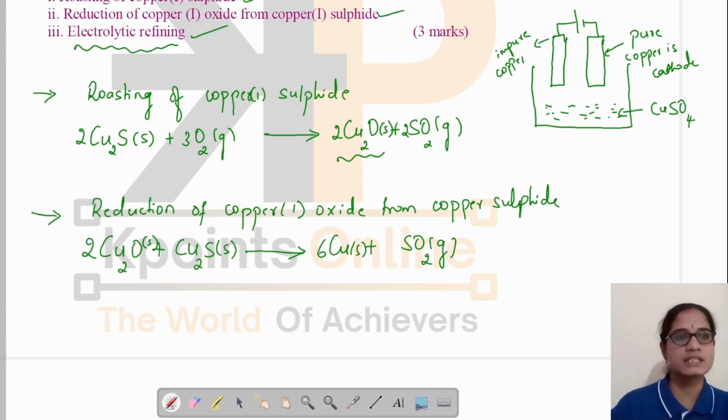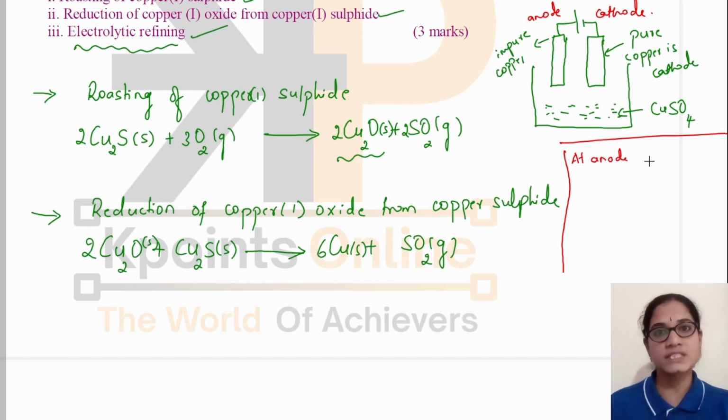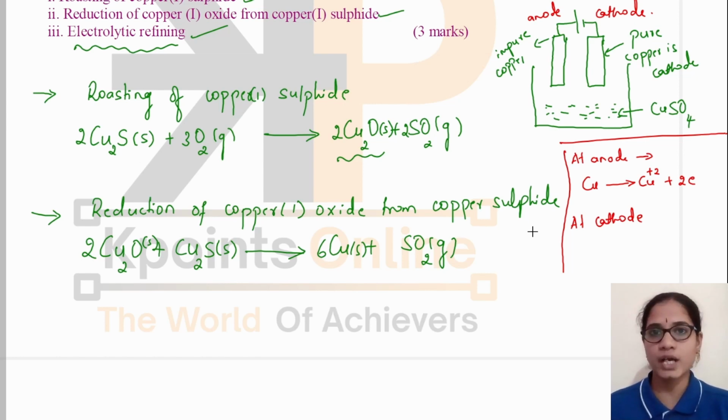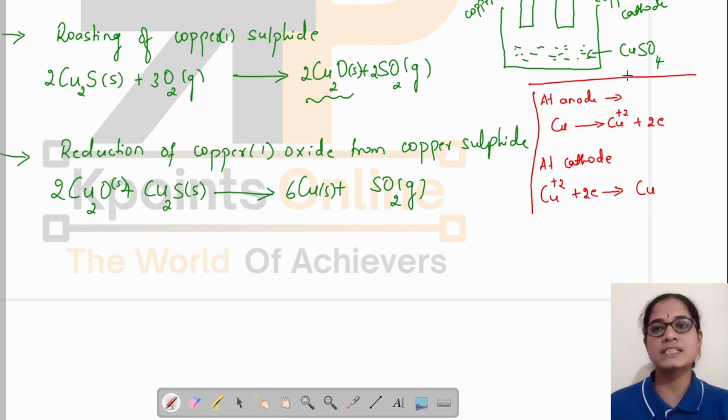This is anode and it is cathode. What happens at the anode? Oxidation takes place. The copper from the impure copper plate will undergo oxidation, meaning it will lose electrons to form copper plus 2 ions, and at the cathode the equivalent amount of copper plus 2 ions will gain electrons to form copper. So the pure copper gets deposited on the cathode. Whatever impurities are soluble will go into the solution, and the insoluble impurities will be collected as anode mud.